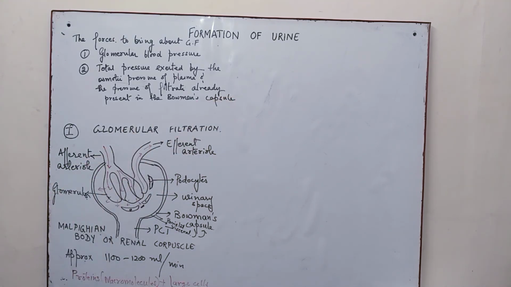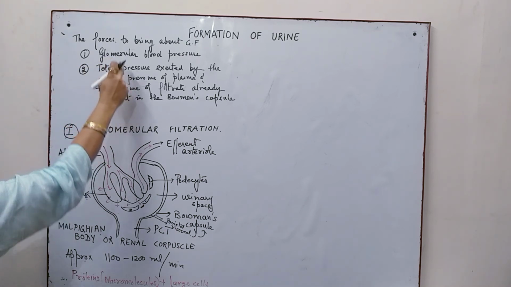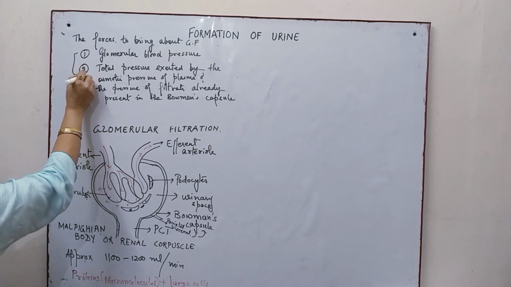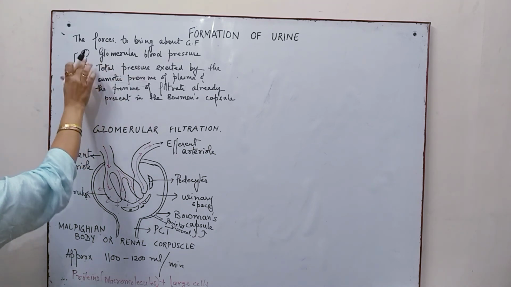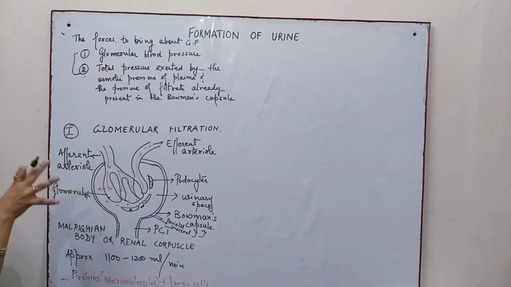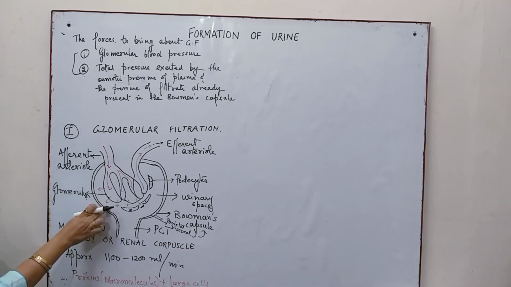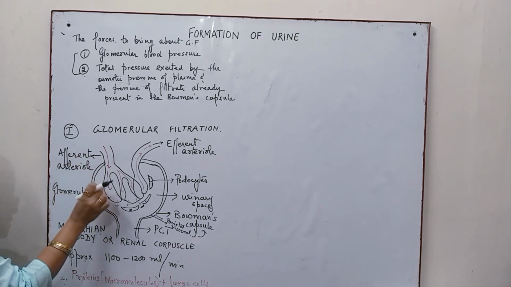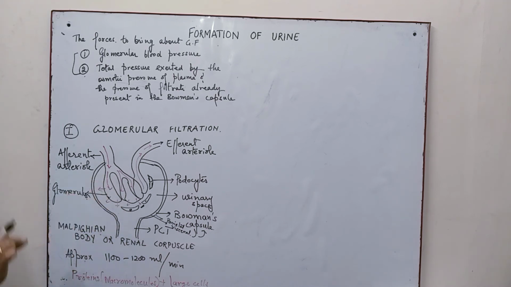Now what happens is, the difference between these two will bring about the filtration, because already a certain amount of filtrate must be present over here, exerting pressure against the pressure of the plasma. The greater the difference between the two, the higher will be the rate of the filtration due to the osmotic concentration.